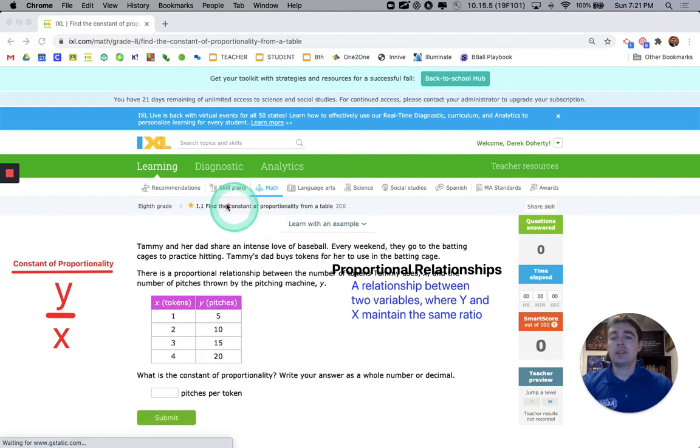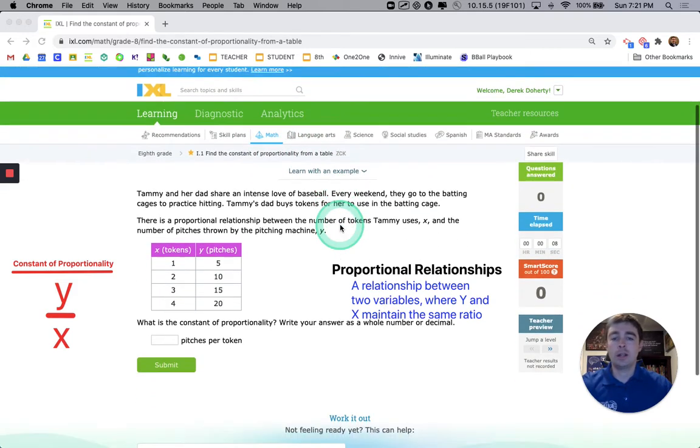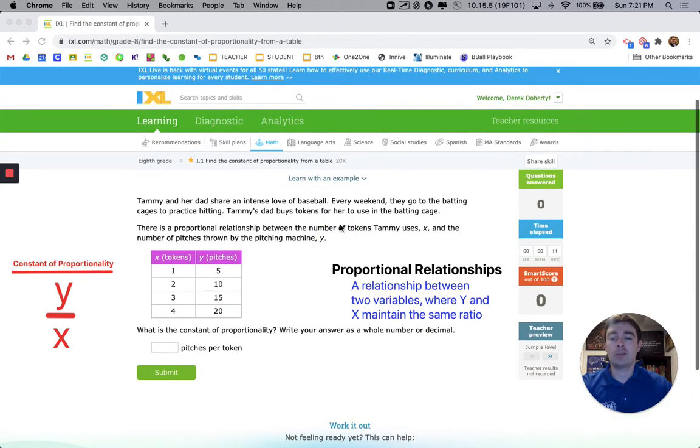This assignment, as you can see from the title, is about finding the constant of proportionality from a table. And we are going to start taking a look at proportional relationships, which is where this idea of constant of proportionality comes from. So first we really need to know what a proportional relationship is. And that's any relationship between two variables, two quantities, where y and x maintain the same ratio to each other. So in this example, our y is the number of pitches that somebody throws, and the x is the number of tokens that they put in.